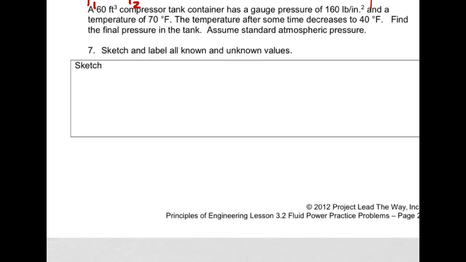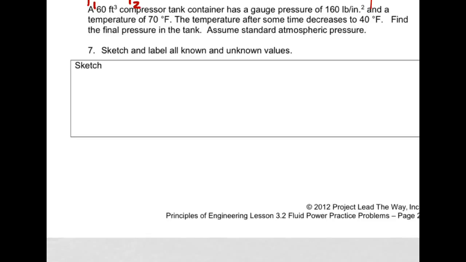Every time I do this, I read the problem and immediately I try and predict what law I'm going to use: Boyle's law, Charles' law, or Gay-Lussac's law. So, a 60-foot cubed compressor tank container has a gauge pressure of, okay, when they say gauge pressure, I automatically think I might need to change it to absolute pressure. So it has a gauge pressure of 160 psi and a temperature of 70 degrees Fahrenheit. They give me pressure and temperature, and that's Gay-Lussac's law.